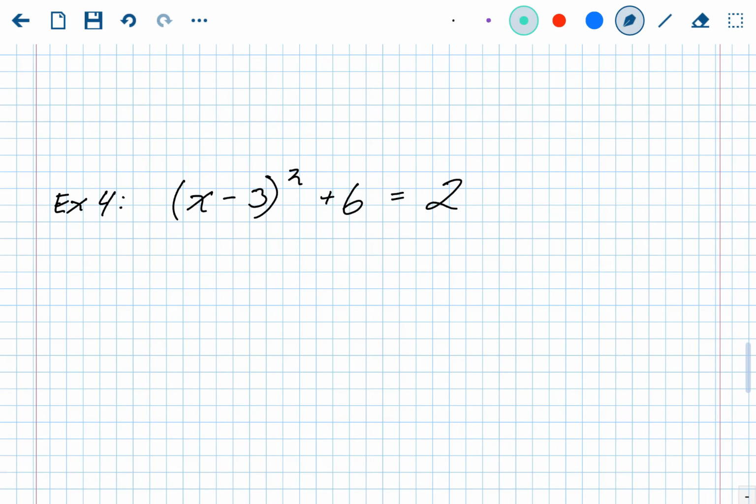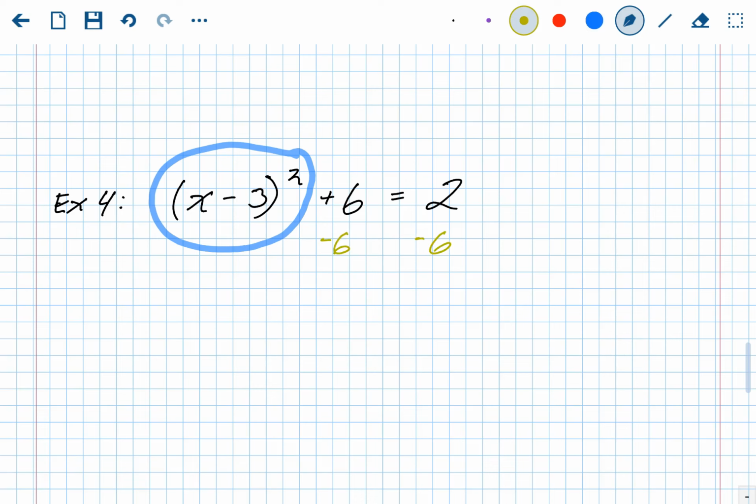Okay, moving on. Example 4. Again, if you want to try these before I do it, pause it, try it for yourself, see if we get the same answer. This one's going to be a little special. On this one, the squared term is the x minus 3. It's that whole thing squared. So we're going to have to keep that together, but it still has to be by itself. So this minus 6 has to go.